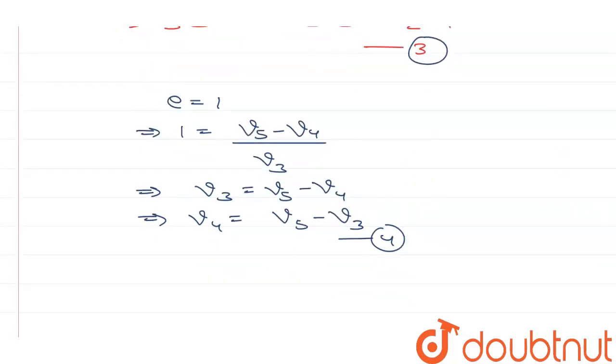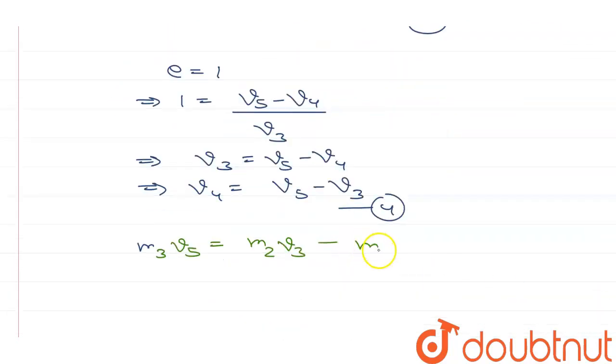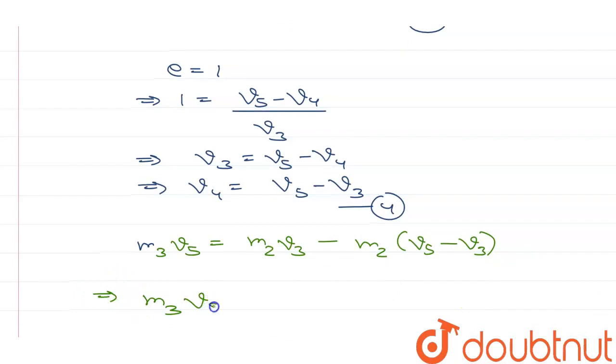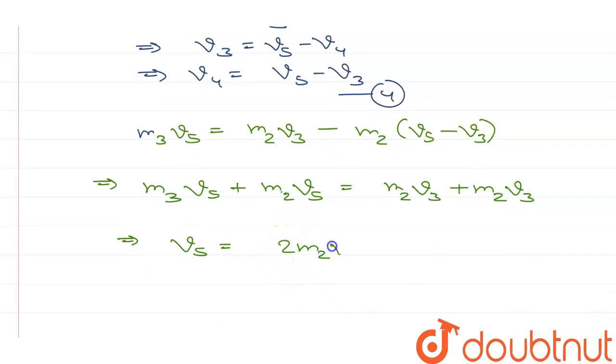Now if I put the value of equation 4 into equation 3, I get m3 v5 is equal to m2 v3 minus m2 into (v5 minus v3), which means m3 v5 plus m2 v5 is equal to m2 v3 plus m2 v3, which means v5 is equal to 2 m2 v3 upon m2 plus m3. This is equation number 5.